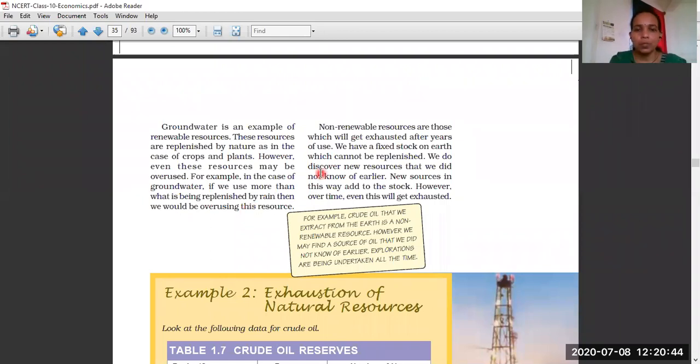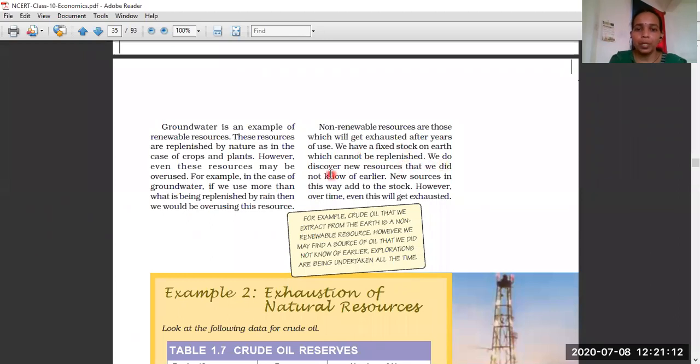The same is the case with non-renewable resources also. Non-renewable resources are those which will get exhausted after years of use. They are also replenished, but the rate of replenishing is very slow. So we cannot claim these are renewable, replenishable, so we can use them. We have a fixed stock on earth which cannot be replenished.